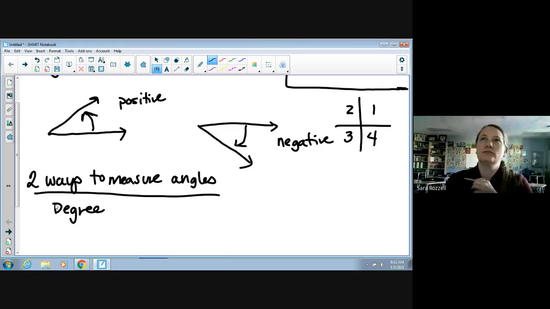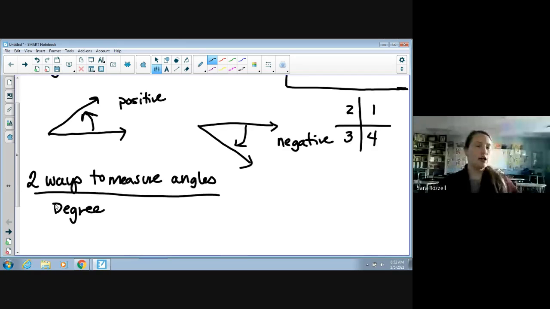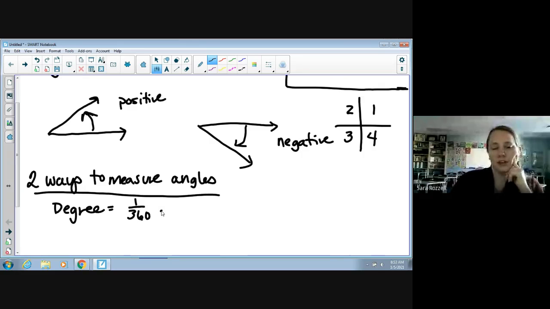Anybody have an idea? When you think of degrees, what do you think of? Are there any shapes? Yeah, what shapes? A triangle or a circle? A circle is the one we're going to use for this. So how many degrees are in a circle? 360, right? Yeah, there's 360 degrees in a circle. So for us to tell someone specifically, 1 degree is 1/360th of a circle.